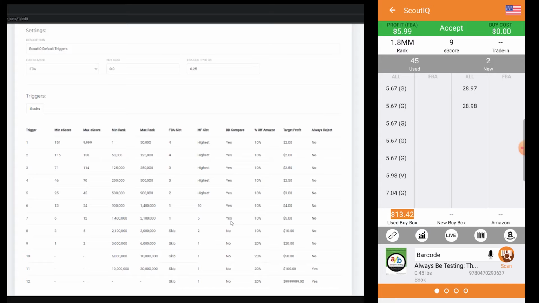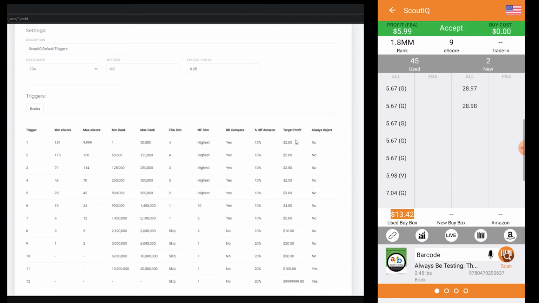So then it grabs that price, takes 10% off Amazon's price to see if that is more. Amazon doesn't exist, so it skips over this. And then it's going to target $5 as an accept. As you can see, this is $5.99, so it's more profit than our target profit, so it says accept.